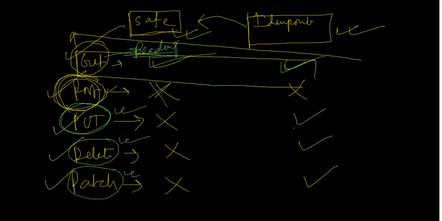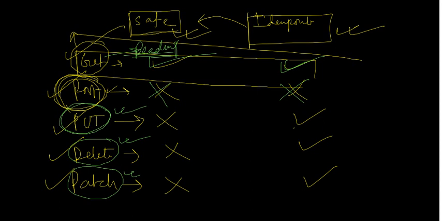And POST is not idempotent because POST is creating a new resource in the server. That means whenever you call the same POST request multiple times, the same DB entry will happen multiple times. That means a duplicate entry will be made in the database. So that's why POST is not an idempotent request. Sorry, an idempotent request means you can call the same request multiple times, which you cannot do with POST.